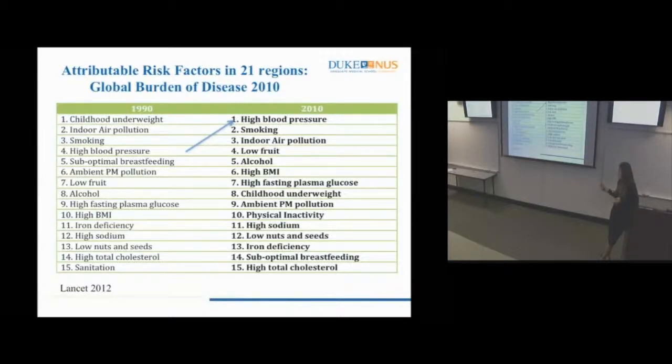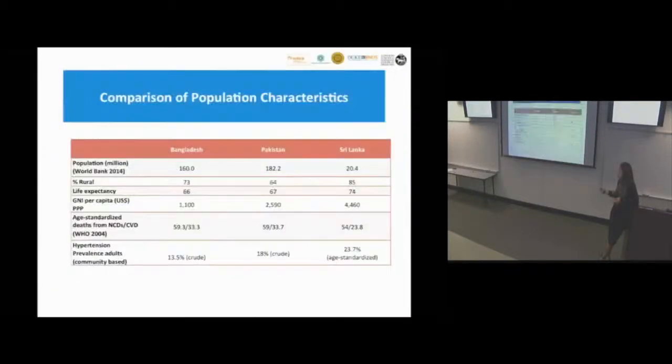And this is true for many countries in South Asia as well. If we focus on the 3 countries that we're talking about, Bangladesh, Pakistan, and Sri Lanka, smoking and high blood pressure are the top 2 risk factors leading to premature mortality in that region.